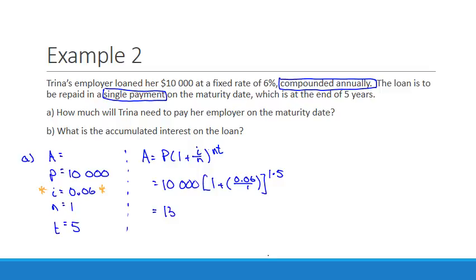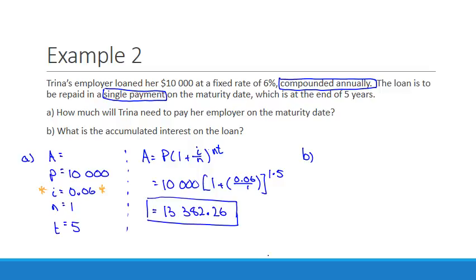So $13,382.26. Now, if you find that you're a few cents off or a few dollars off, that will always be because of rounding, you guys, okay? So we're not going to worry too much in this video about the rounding, but in class we can talk a little bit more about that. But that is how much she'll need to repay her employer.